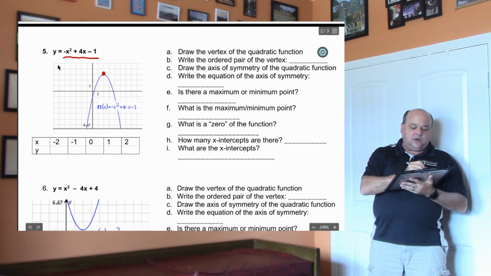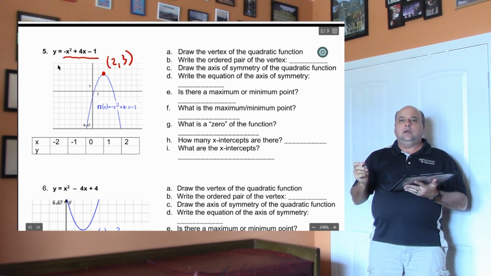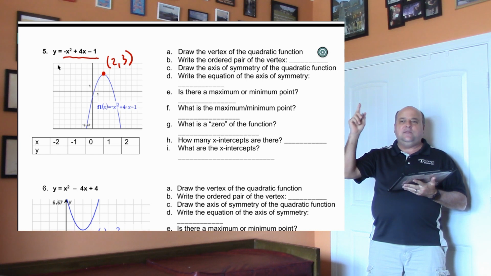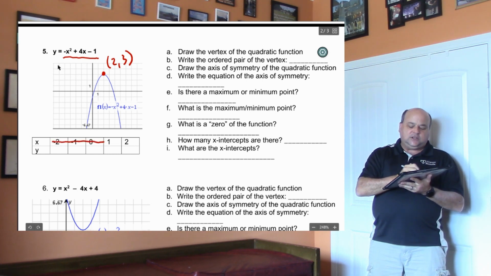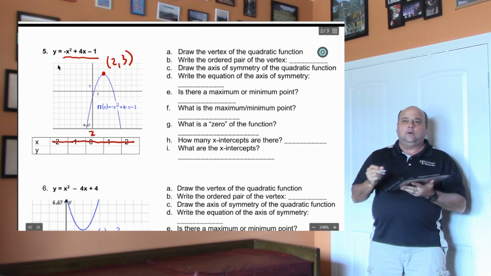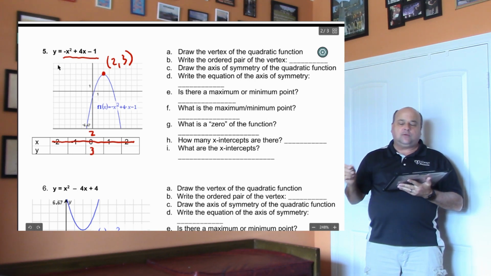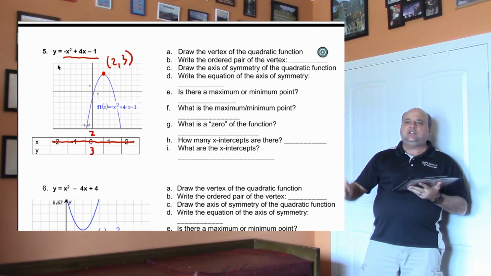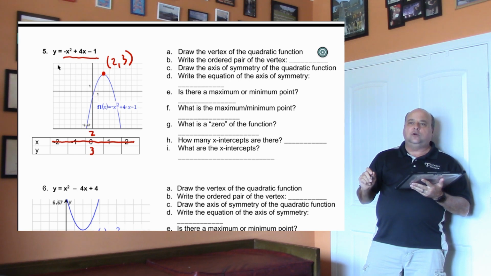Now then, plot the vertex. The vertex would be at 2, 3, would it? Okay, 2, 3 needs to be in the middle of the table. So scratch these numbers out and put a 2 right here. And I know I'm going to have 2, 3. My x is 2 and my y is 3. That needs to be the middle of your table.